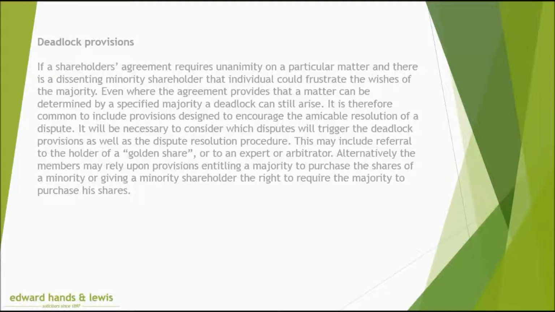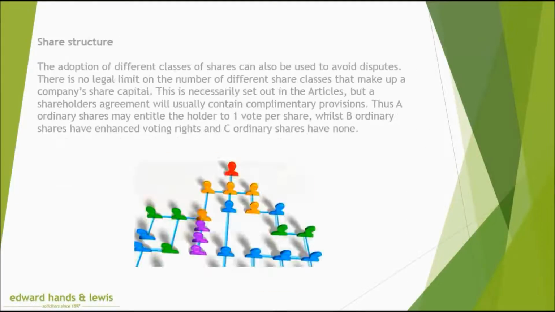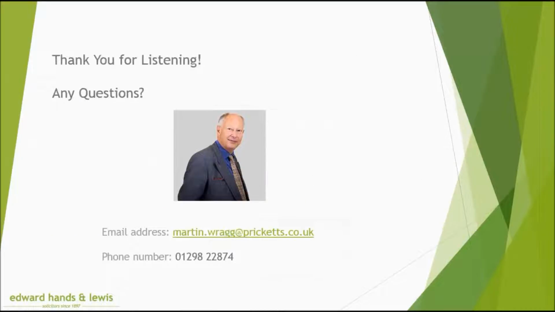It will be necessary to consider which disputes on which subjects will trigger the deadlock provisions, as well as the dispute resolution procedure. This could include referral to the holder of a golden share or to an expert or arbitrator. Alternatively, the members may rely upon provisions entitling a majority to purchase the shares of a minority, or giving a minority shareholder the right to require the majority to purchase his shares.